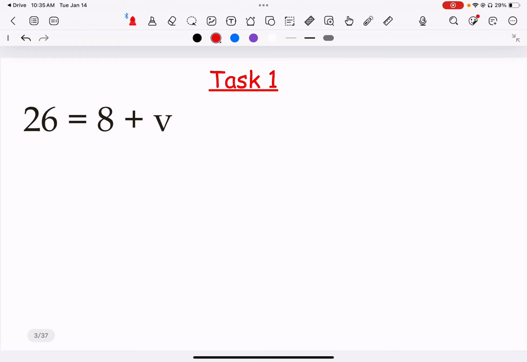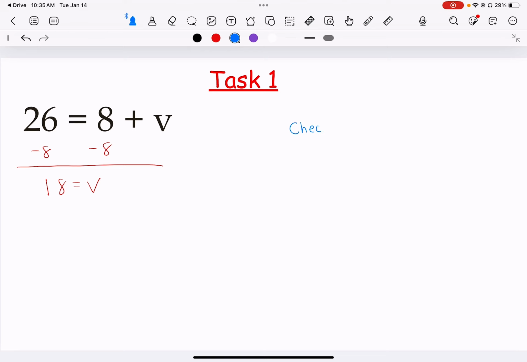26 equals 8 plus v. I want to determine what the v is, so since I need to do opposite operations, the opposite of that positive 8 is a negative 8. So I'm going to subtract 8 from both sides. 26 minus 8 is 18. So 18 is equal to v.